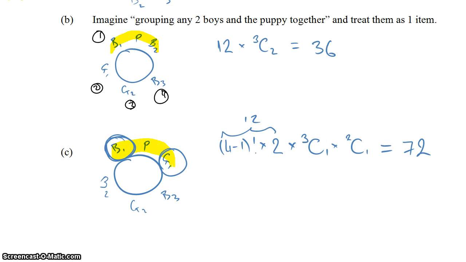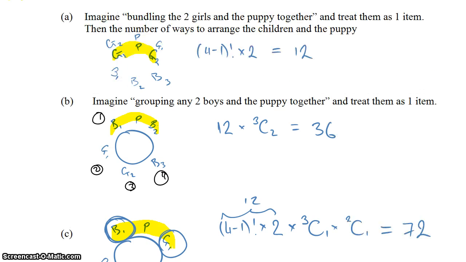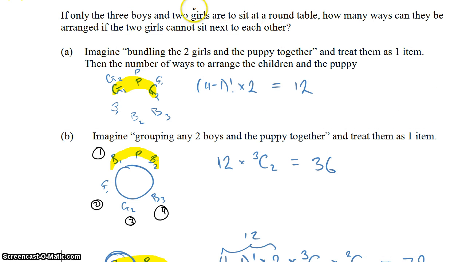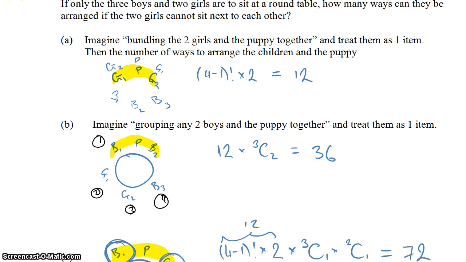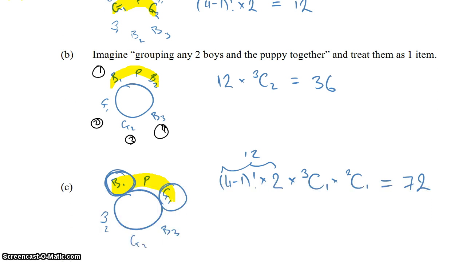There's one last question that I almost missed, and that is, if only the 3 boys and the 3 girls are to sit at a round table, how many ways can they be arranged if the two girls cannot sit next to one another? So how are we going to do this? Well, we're going to do this with a method of complements.